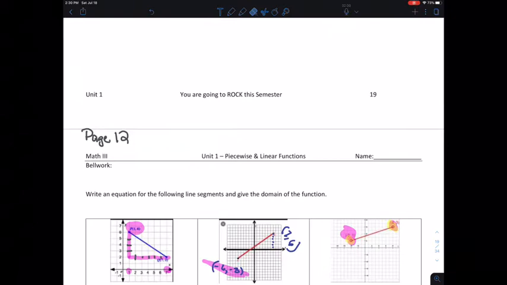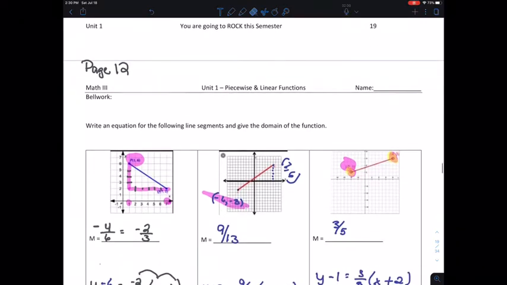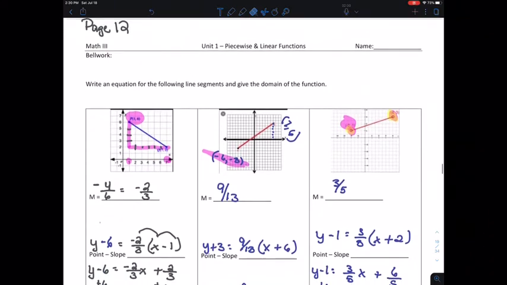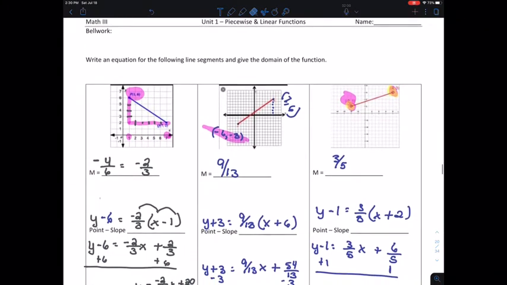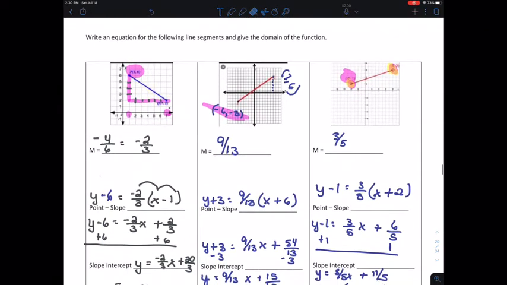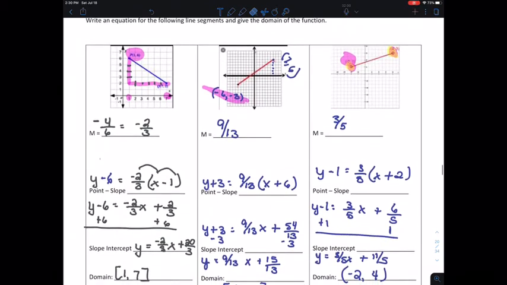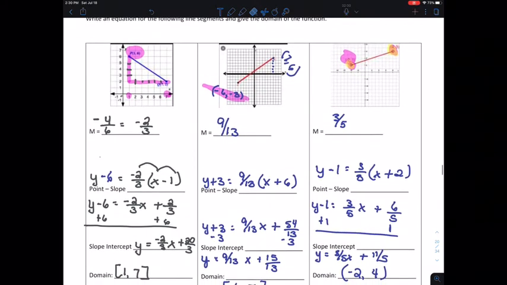Okay, welcome back. Hopefully you have done page 12 by now, and I'm going to display the answers. If you have any questions on any of these, please be sure to send me a text and remind, and I will answer your questions. So the biggest thing to remember is, like on the first one, both circles are closed, so that's why our domain is [1, 7] in brackets.